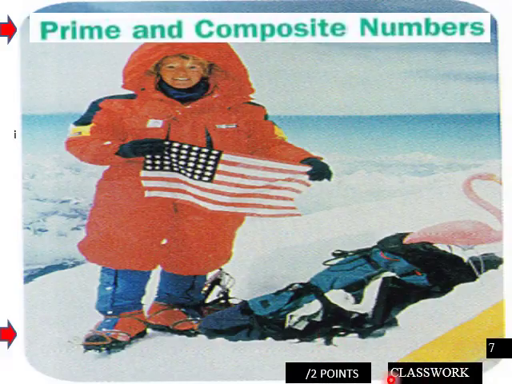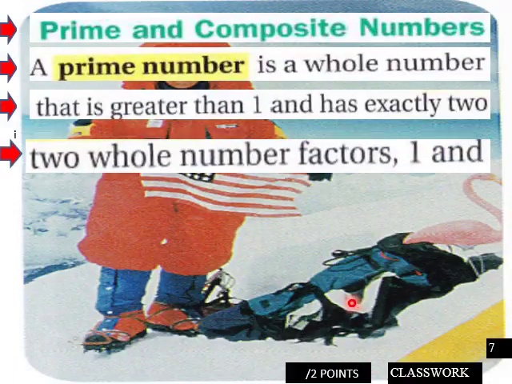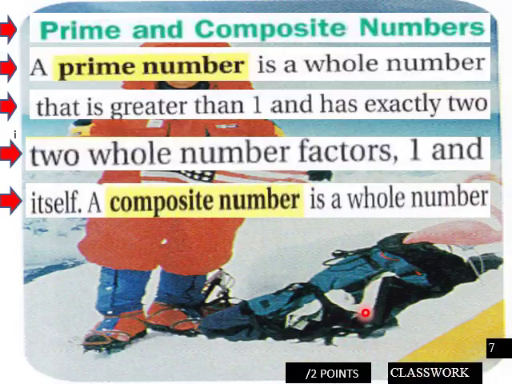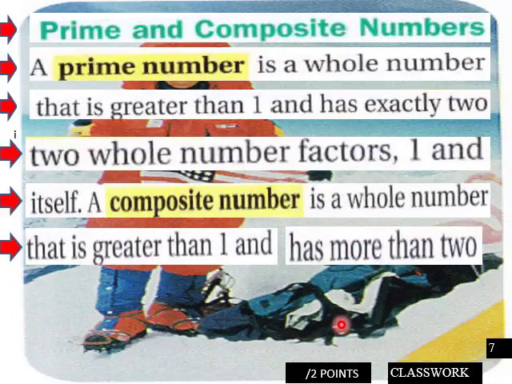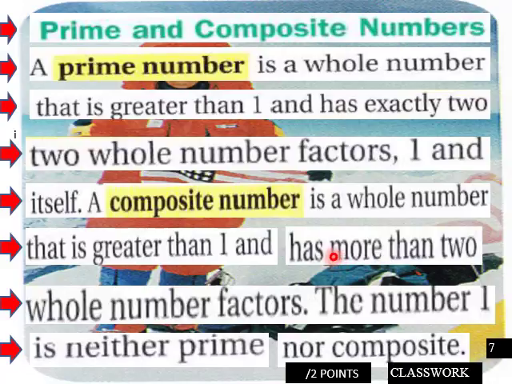More classwork here. Prime number. Good definition of a prime number here. This should be on your classwork sheet. If you order the classwork suite, you'll get this in your classwork sheet here. And then a composite number is a whole number that's greater than 1 and has more than 2 whole number factors. The number 1 is special because it's neither prime nor composite.